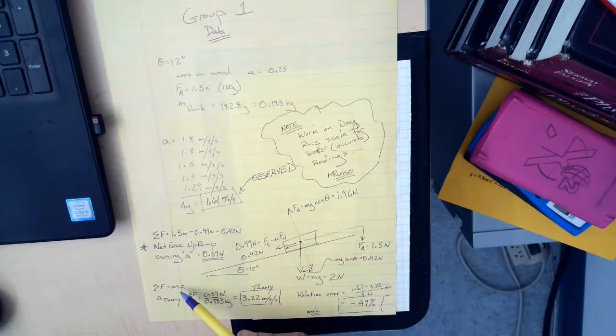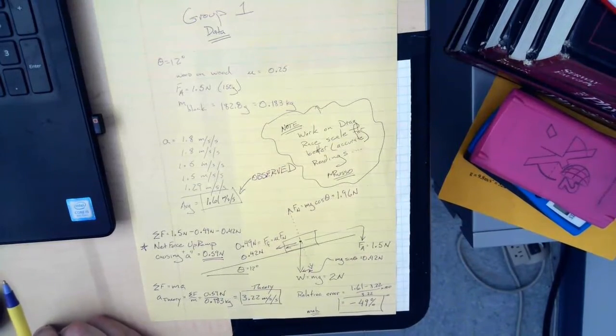Sum of the forces is mass times acceleration, is Newton's second law. So my theoretical acceleration up the ramp with that force and that mass, I should be seeing about 3.2 meters per second squared.